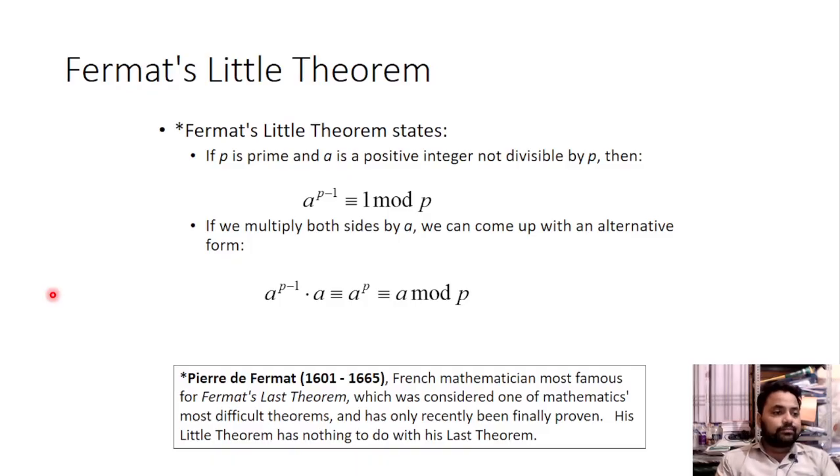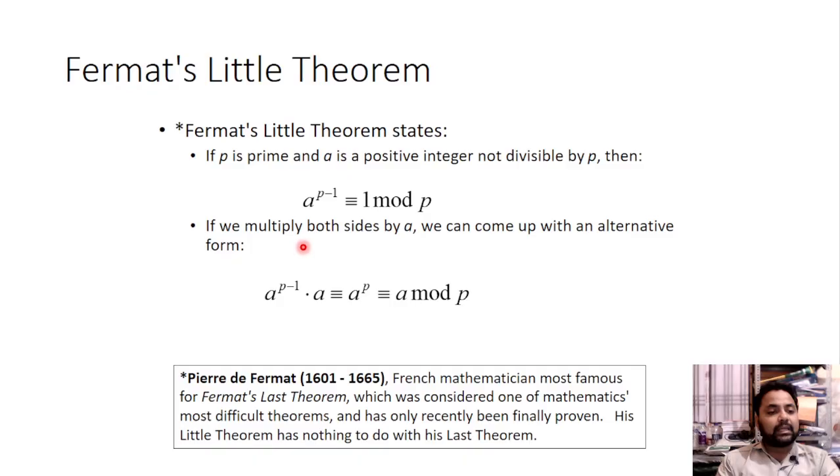This is a very important topic called Fermat's Little Theorem, and this theorem has large uses while we are solving problems in number theory. Fermat's Little Theorem states: if p is prime and a is a positive integer not divisible by p, then a to the power p minus 1 is congruent to 1 mod p.